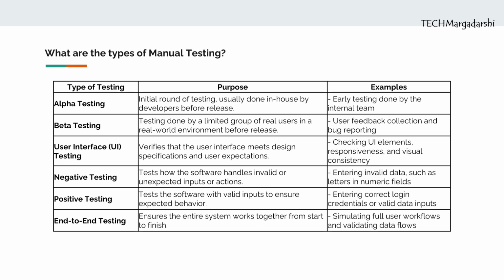Negative testing: here, we provide invalid or unexpected inputs to ensure the system handles errors gracefully. For example, entering letters in numeric fields. Positive testing: in contrast, this ensures that the system behaves correctly with valid inputs. For instance, logging in with correct credentials. End-to-end testing: finally, this type validates the entire workflow of the system from start to finish, ensuring that all components work together smoothly. With these, we complete the major types of manual testing that every QA should know.